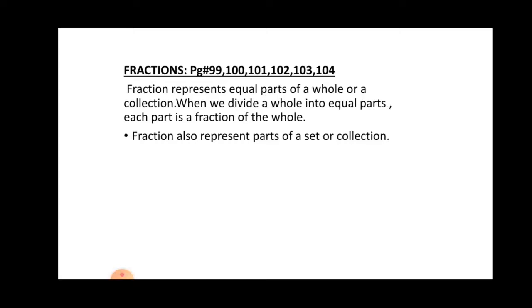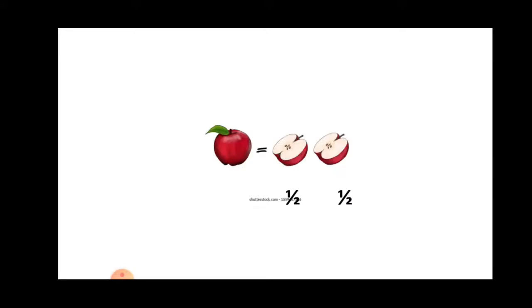What is a fraction? A fraction represents equal parts of a whole or a collection. When we divide a whole into equal parts, each part is a fraction of the whole. I will give you an example of an apple. If we have one apple, this is one whole. But if we cut the apple into two equal halves, we will get 1 out of 2. So you can see in the picture, two halves join to make one whole. Is that clear?